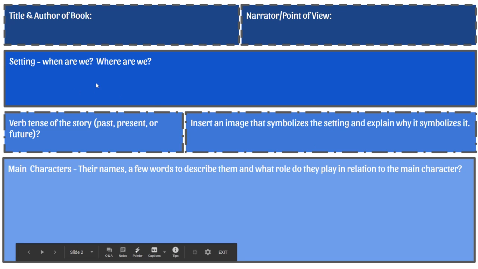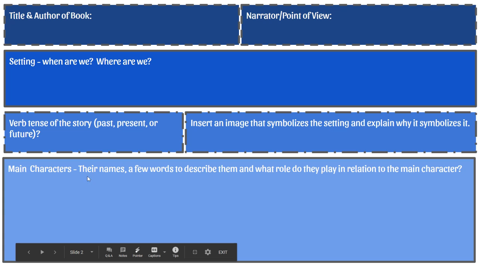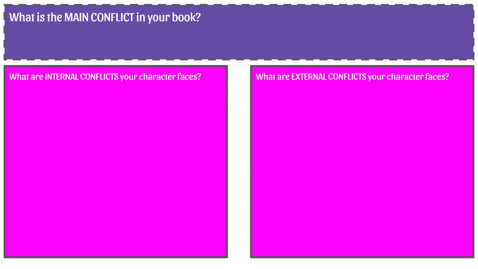Tell me where we are and when are we? Okay, is your book set in the future? Okay, is it set now in the present time? What's the verb tense? Give me an image that symbolizes the setting and then explain it. And then tell me the main characters, their names, a few words to describe them and what role they play in relation to the main character. Because the thing is, all characters somehow, some way tie back to the main character.